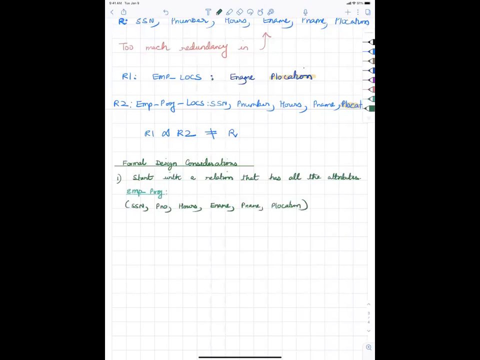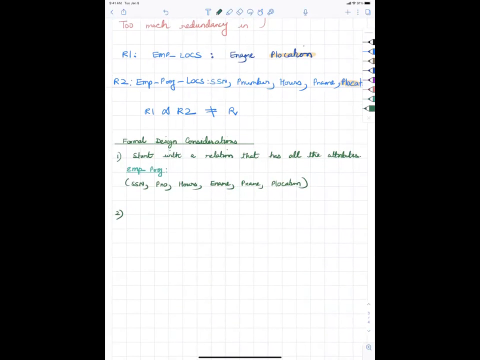So in step 2, I'm going to throw in some words right now that we will talk about. The next thing you do is you specify the functional dependencies.